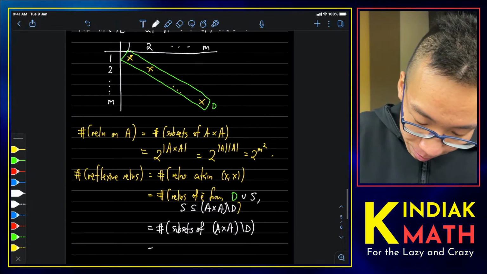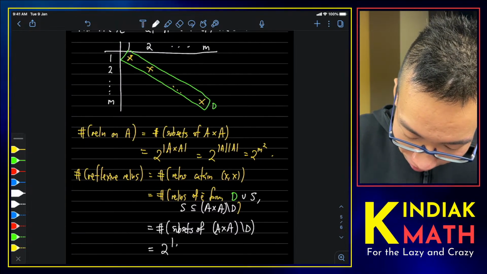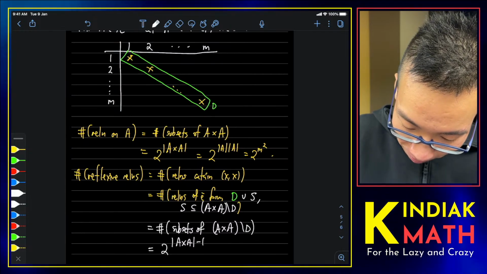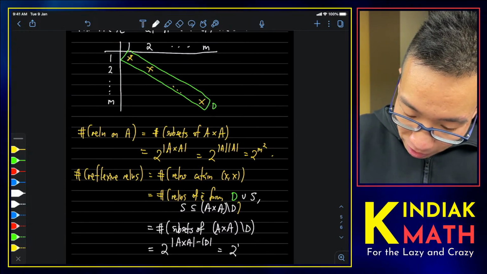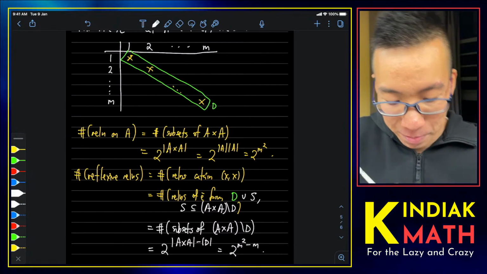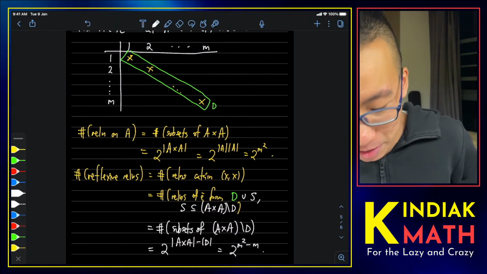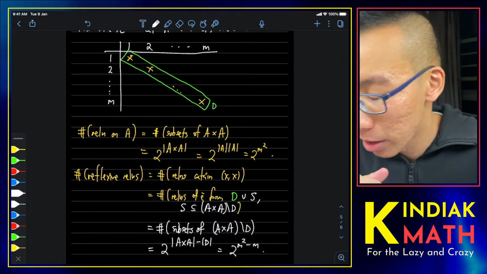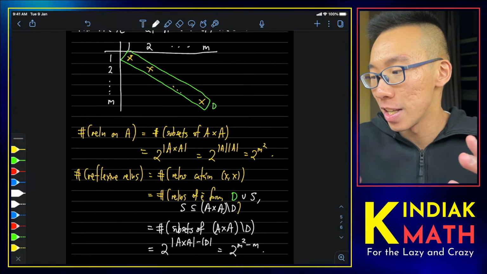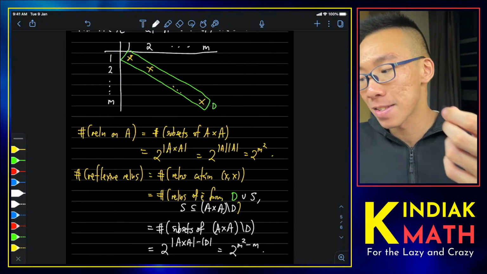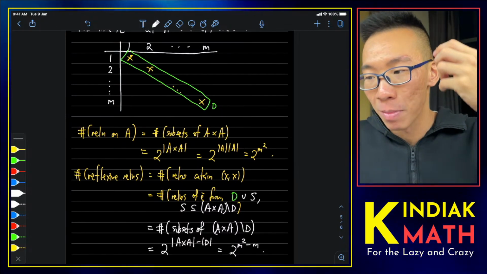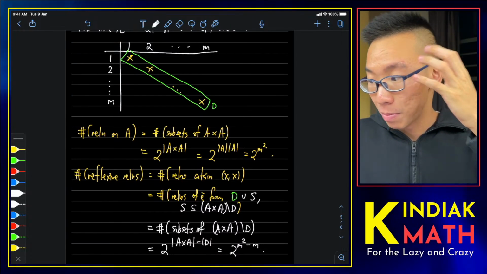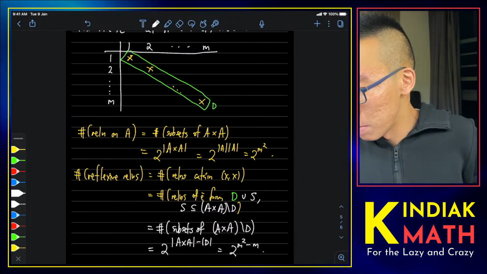It will always include the diagonal no matter what. From that point of view, you get 2 to the A cross A excluding D. Right, so 2 to the m squared minus m, because there are m items in D. That's the reason why we care about the subsets of the off diagonal, because every relation is comprised of the diagonal union with some subset of the off diagonal. So that's the reason behind it.